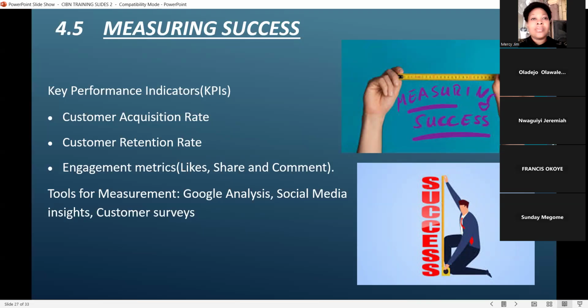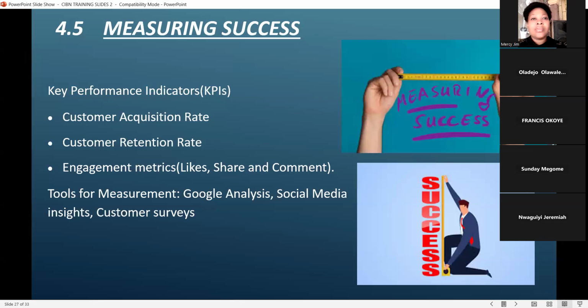Then the third one is engagement metrics: likes, shares, and comments. Tools for measurement: that's our social media again, Google Analytics, and probably customer surveys. So it depends on what works for you, but you have to find a way to ensure that you measure success. You check your customer acquisition rate. What's the rate of people that have come in? What's the rate of people you've been able to hold back? What's the rate of people that you have shared comments with?